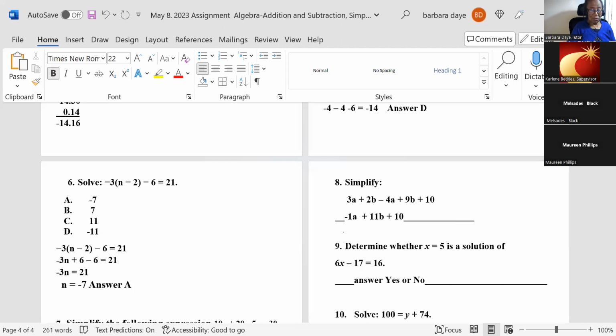Mercedes, you add 3a and negative 4a, so you do a subtraction. It should have been 3 from 4 is 1, but there's a negative on the bigger number, so it should be negative. Got it? Yes, thank you, Miss Barbara.